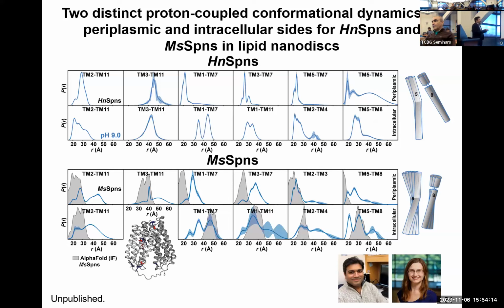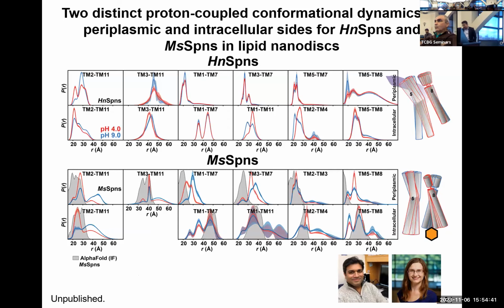Sure. What you see, for instance, in the case of HnSpns, in the first published study, is that under basic conditions the periplasmic side is structured and the cytoplasmic side is more flexible. In the case of MsSpns, the other bacterial homolog, it is flexible on both sides. When it's deprotonated, it's highly flexible.